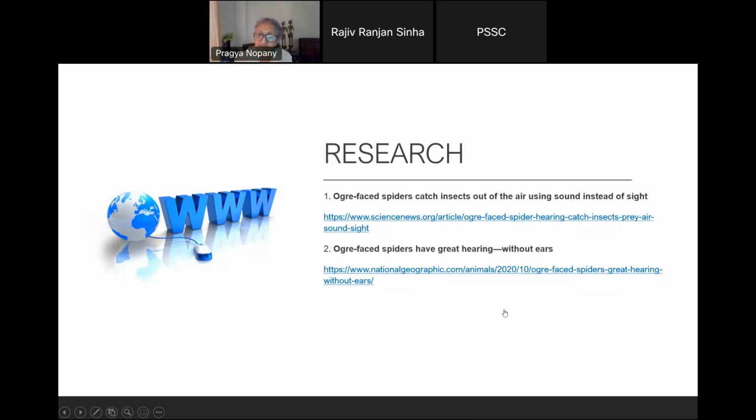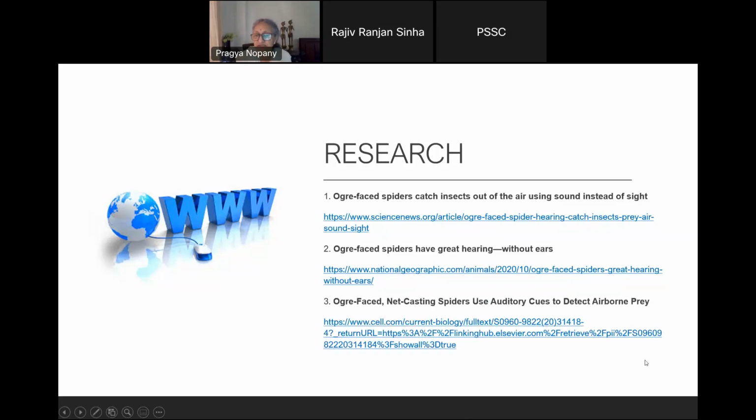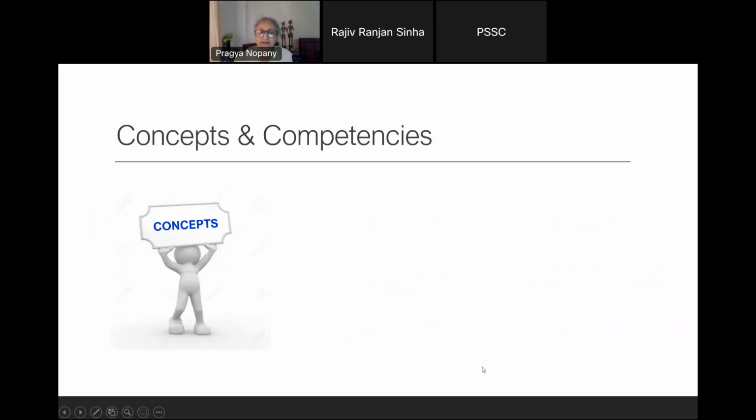So I further researched and I came to another site where there was an experiment and a lot of infographics were given, the bar charts were given, some data was given. So that's how I did my research. And then finally I looked at the concepts that are there in class 9th, which I can use over here.